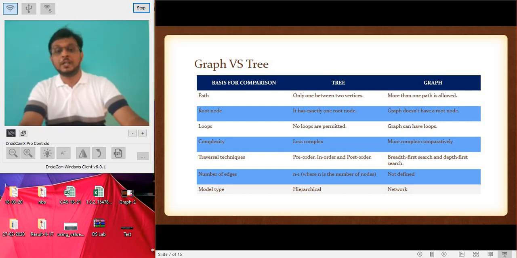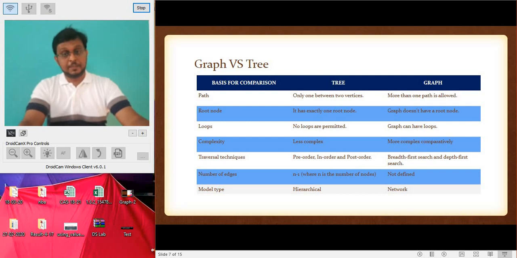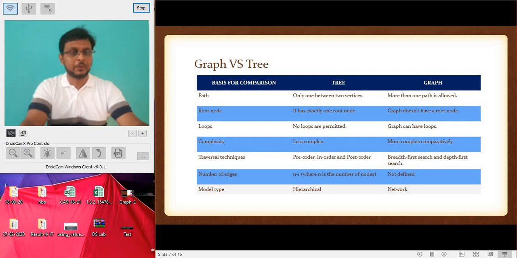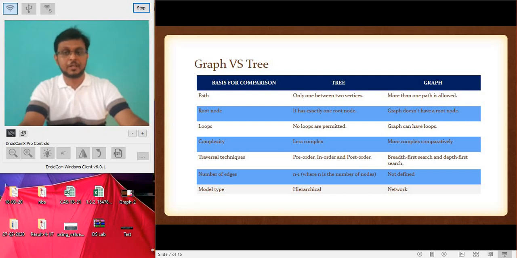In the case of path, trees have only one path between two vertices. That means between two vertices there is a unique path. But in a graph, it is not so. It may have more than one path. Then in the case of a tree traversal, everything we have studied starts from the root node. So a tree has exactly one root node. But a graph doesn't have any root node. That is the difference. Now the loop part.